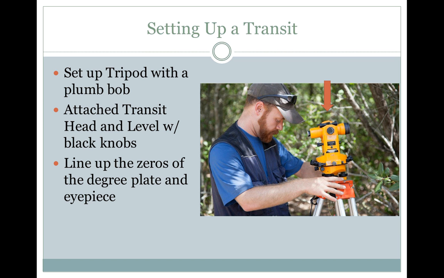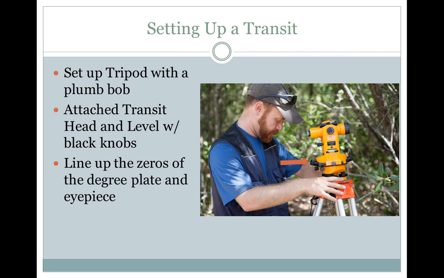After you've set up the tripod, you will attach the transit head and then level it with these three black knobs that are down here. That's what I'm doing in this current photo. You don't need to crank on these knobs. Small adjustments work much better when trying to level out the transit head.